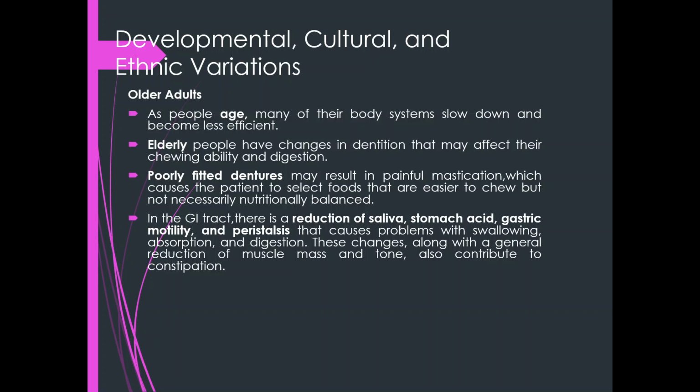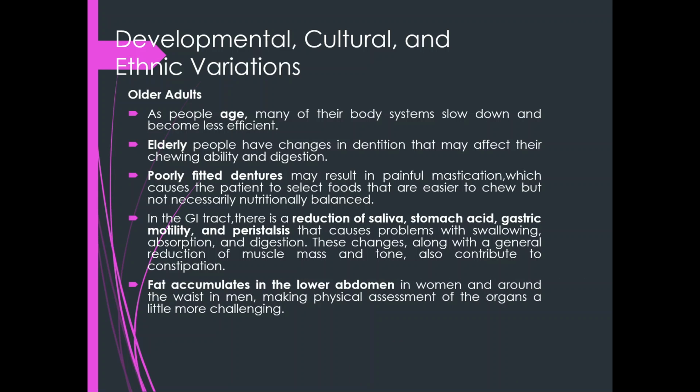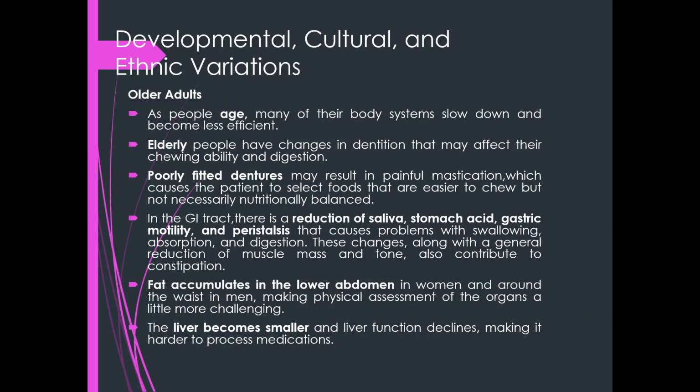In the GI tract, there is a reduction of saliva, stomach acid, gastric motility, and peristalsis that causes problems with swallowing, absorption, and digestion. These changes, along with a general reduction of muscle mass and tone, also contribute to constipation. Fat accumulates in the lower abdomen in women and around the waist in men, making physical assessment of the organs a little more challenging. And the liver becomes smaller and its function declines, making it harder to process medications.